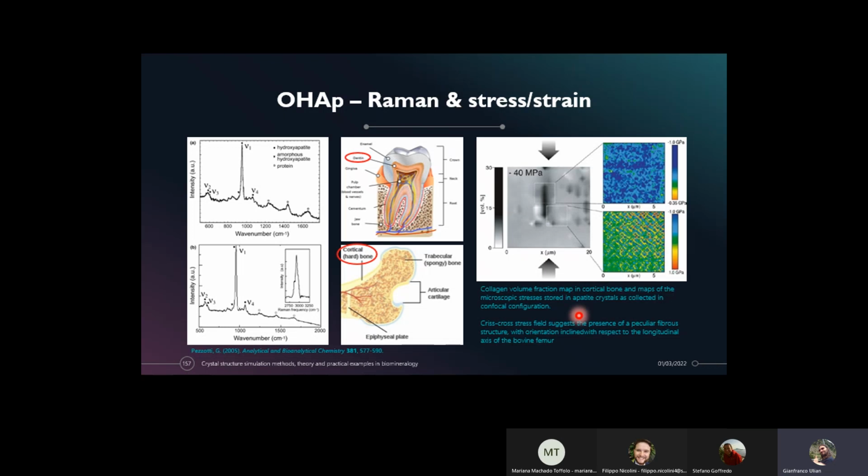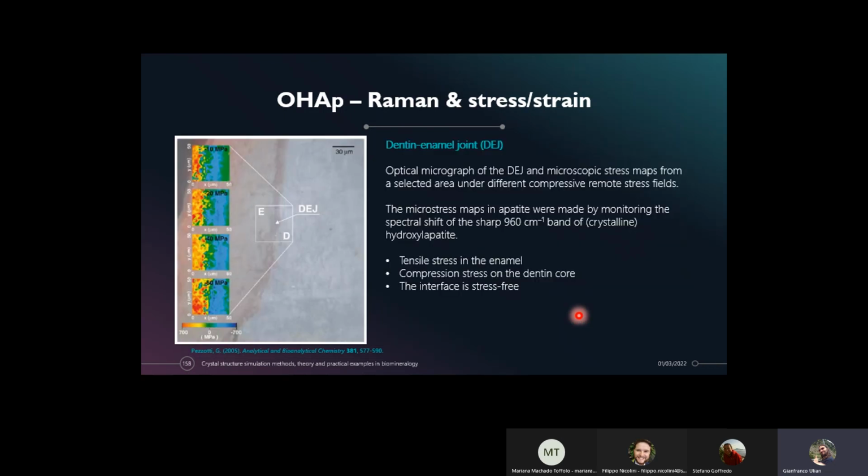And another very interesting feature was measured by Professor Pezzotti at the University of Kyoto. He studied the dentin enamel joint, called DEJ here. So you have one signal here, according to stress, and he measured the variation of the stress inside this joint according to different stressing conditions.